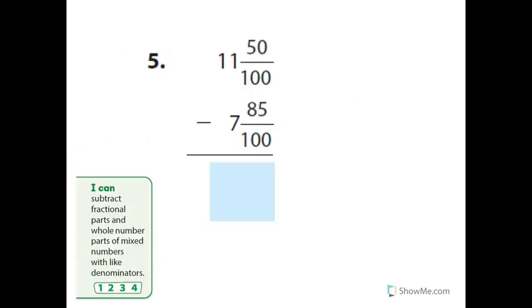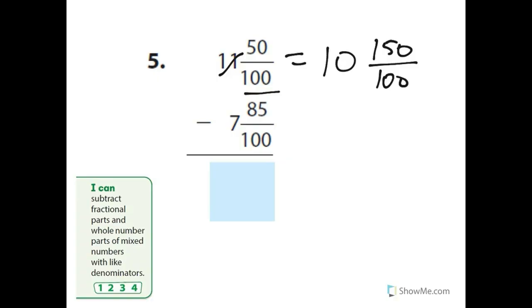So number 5 is definitely going to be one of those that you want to borrow, because 100 times 11 plus 50, 100 times 7 plus 85, it's going to be a lot. It's going to be a big number. So instead, I'm going to make it 10. I'm going to borrow 1 from 11, and then I'm going to add 100 to 50. So it's going to be 150, right?